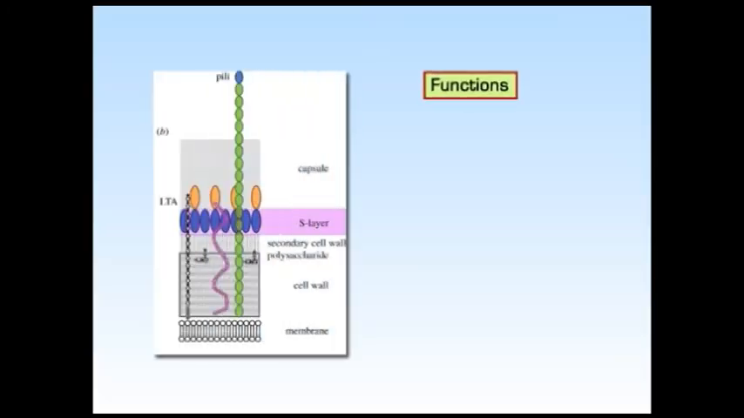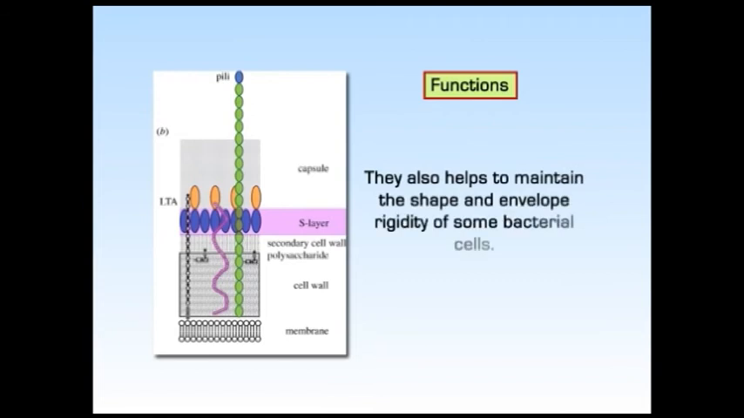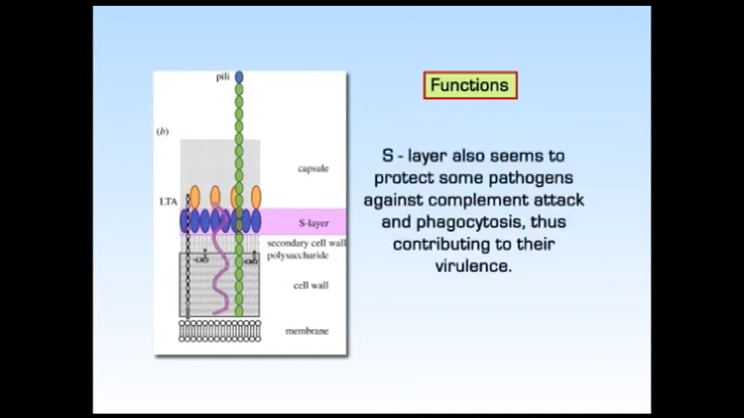The S layer also forms a rigid layer, but sometimes it flexes and allows certain substances to pass through it. As for the function of the S layer, it may protect the cell against ion and pH fluctuation, osmotic stress, enzymes, etc. It also helps to maintain the shape and envelope rigidity of some bacterial cells. The S layer also seems to protect some pathogens against complement attack and phagocytosis, and this contributes to their virulence.